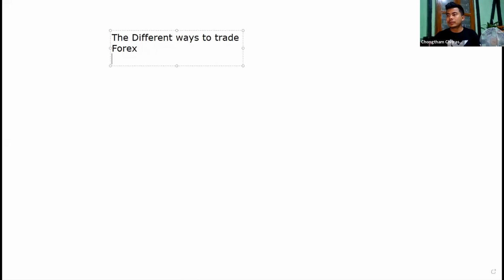Different ways to trade forex: first the spot forex, then currency futures, currency options and currency exchange traded funds, ETFs. First, a quick look at currency futures.